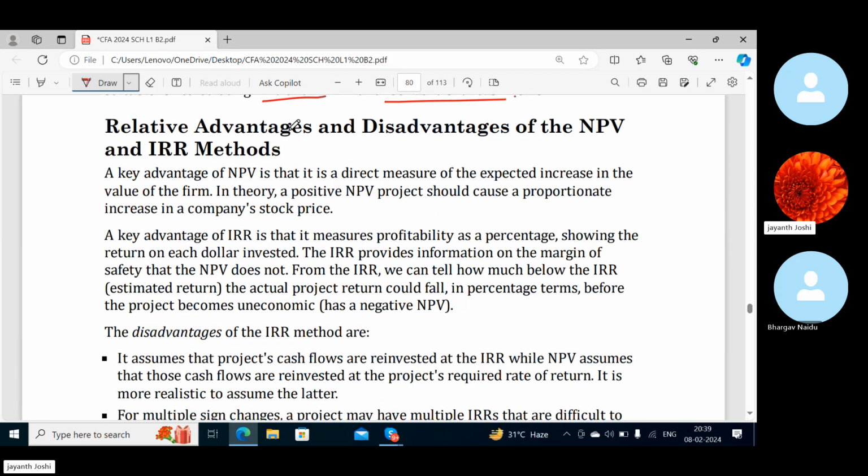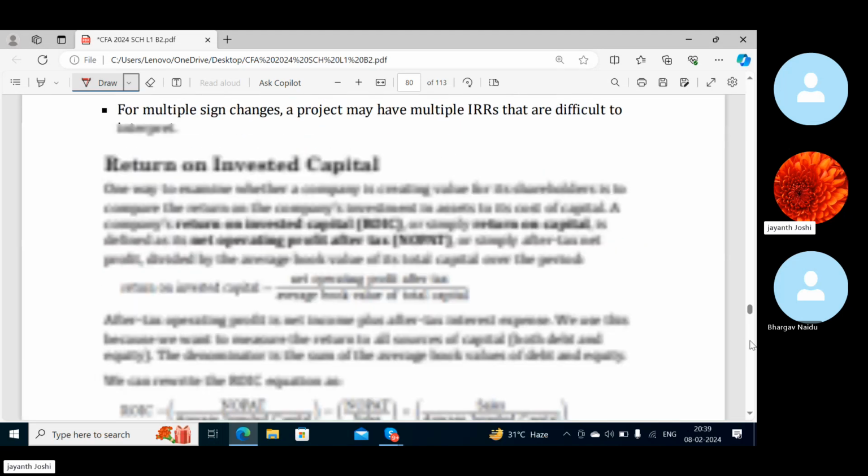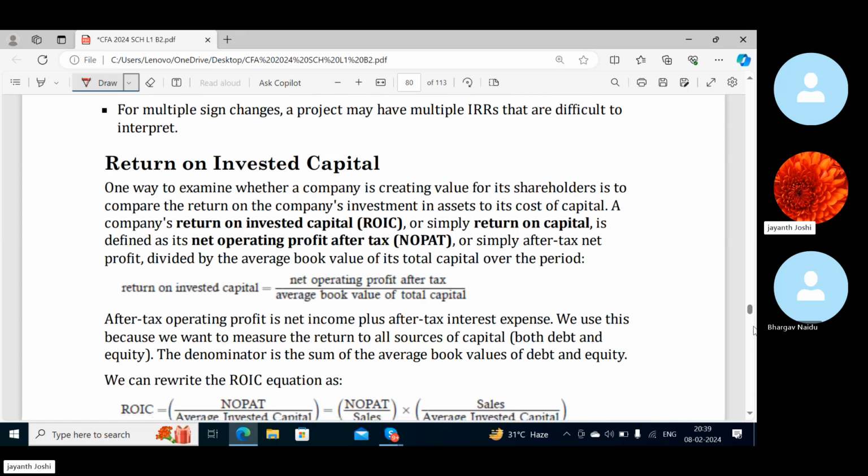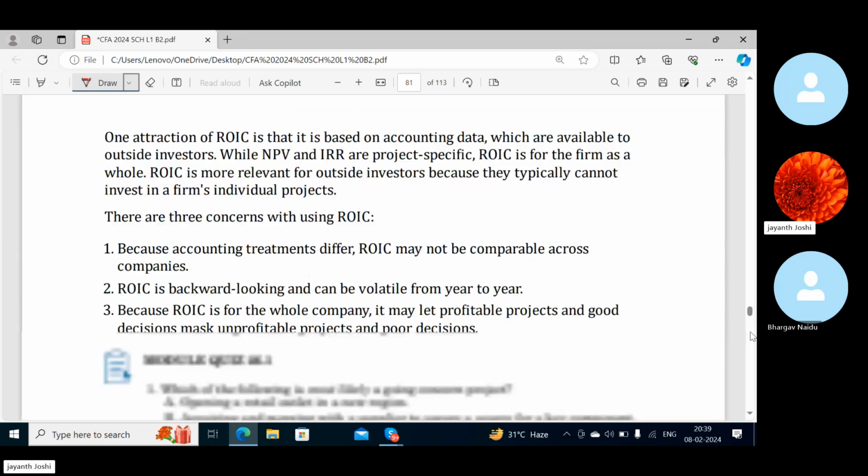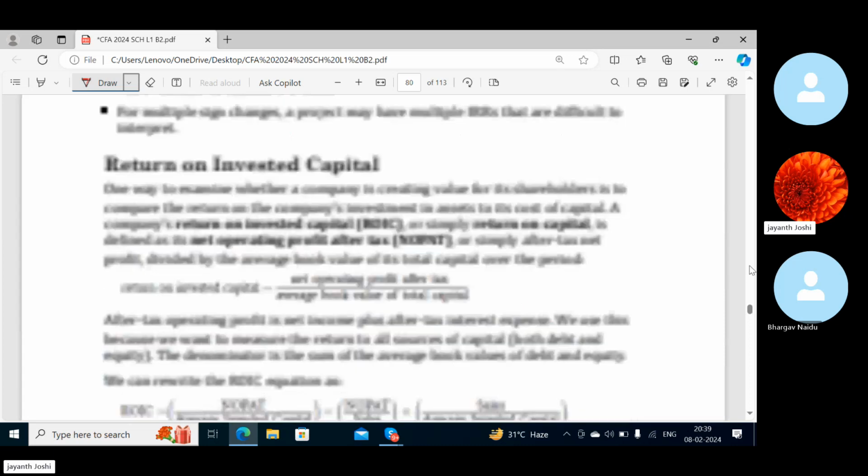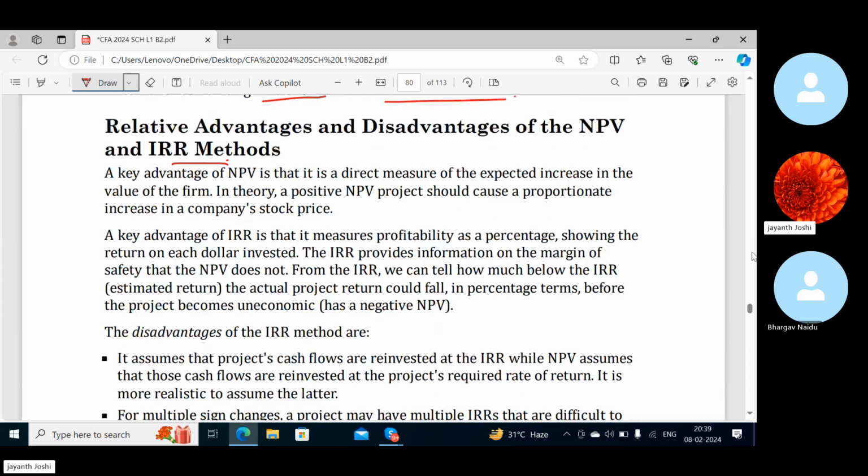Now, relative advantages and disadvantages of NPV and IRR method. We haven't come across the advantages and disadvantages of both the methods. And let me be very frank and clear, I am saying to you, the superior method is only NPV. That we will be understanding with the help of this particular theoretical concept.